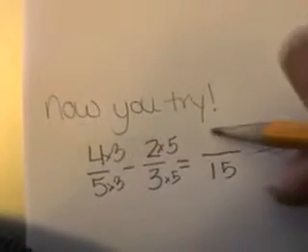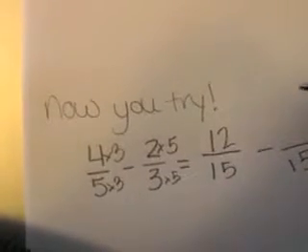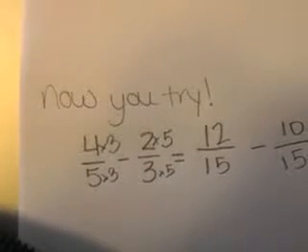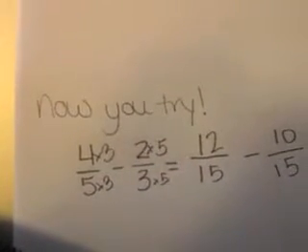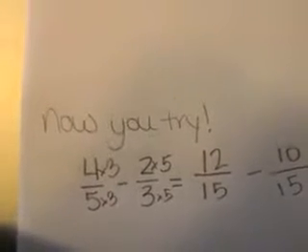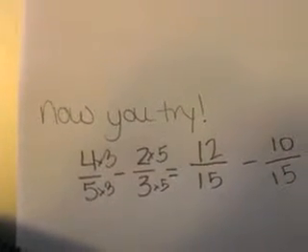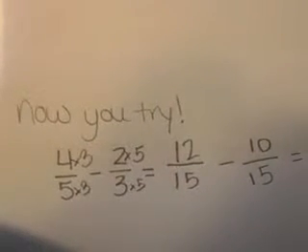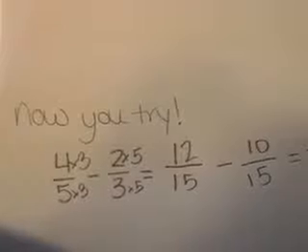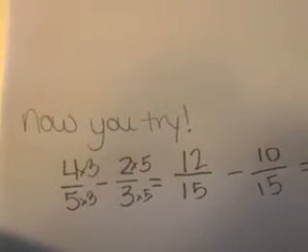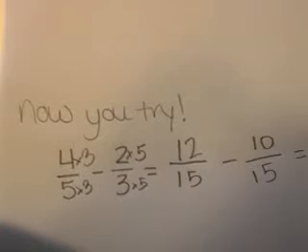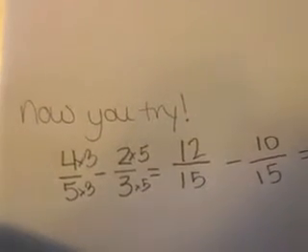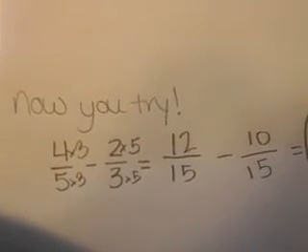4 times 3 is 12, and 2 times 5 is 10. So my new problem becomes 12/15 minus 10/15. Step number 2 is to subtract the numerators. 12 minus 10 leaves us with 2. We never ever subtract our denominators, so it's still over 15. And then we check our answer. There is no number you can divide both 2 and 15 by, so our final answer is reduced, and we are left with 2/15.